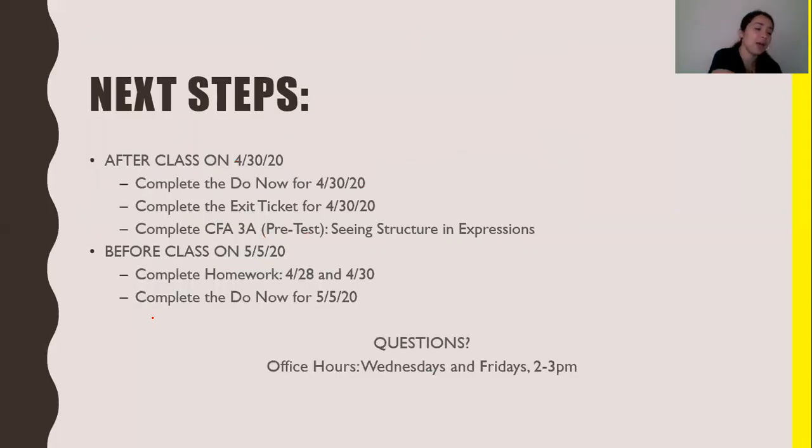So what are your next steps after class today? Make sure to complete the do now. Make sure to complete the exit ticket for today's date. And then there's a very important part. On your list of materials, there's an assignment called CFA 3A. Please make sure to complete that by tomorrow at the latest. And then before class on Tuesday, May 5th, make sure to complete the homework assignment titled Homework 428 and 430, and make sure to complete the do now for that date as well. If you have any questions, make sure to show up to office hours on Wednesdays and Fridays from 2 to 3 p.m.